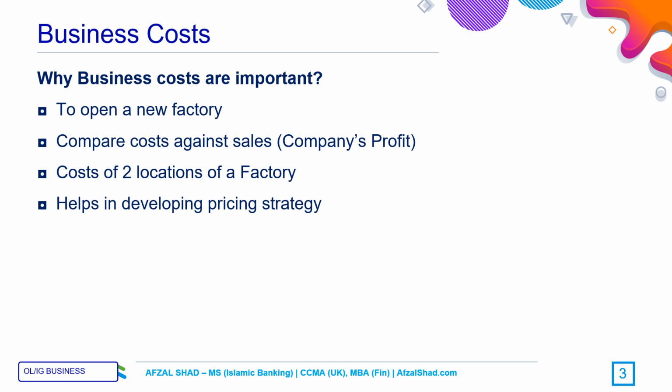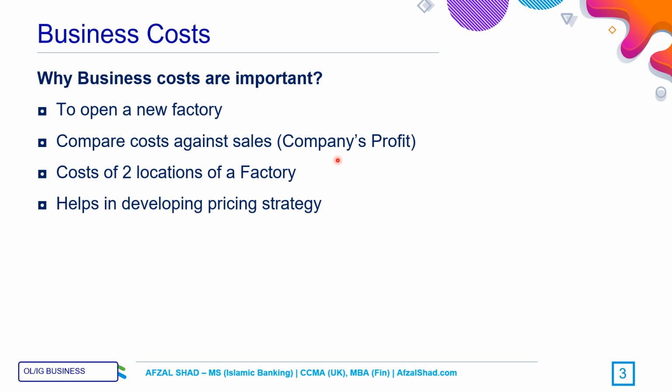Second is compare costs against the sales of the business. So how are we going to compare the cost against the sales of the business? For example, the sales of the business is 10,000 and the cost of operations during that particular month was 8,000. That means it's a good thing. At least we have got a profit of 2,000.